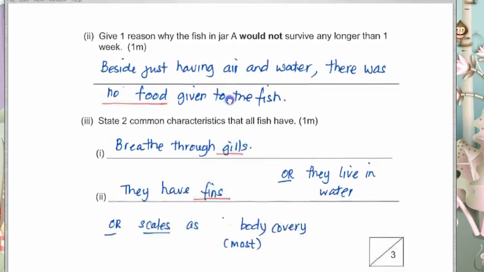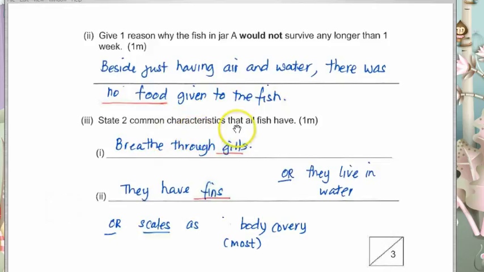Eventually they die. State 2 common characteristics that all fish have. They breathe through gills. Very important. All fish will breathe through gills. They have fins or scales as the body covering. And what is very important is they live in water. All fish live in water. Probably the strongest point is they breathe through gills. They live in water, and they have some sort of body parts that help them to move in the water. All right? Carry on.